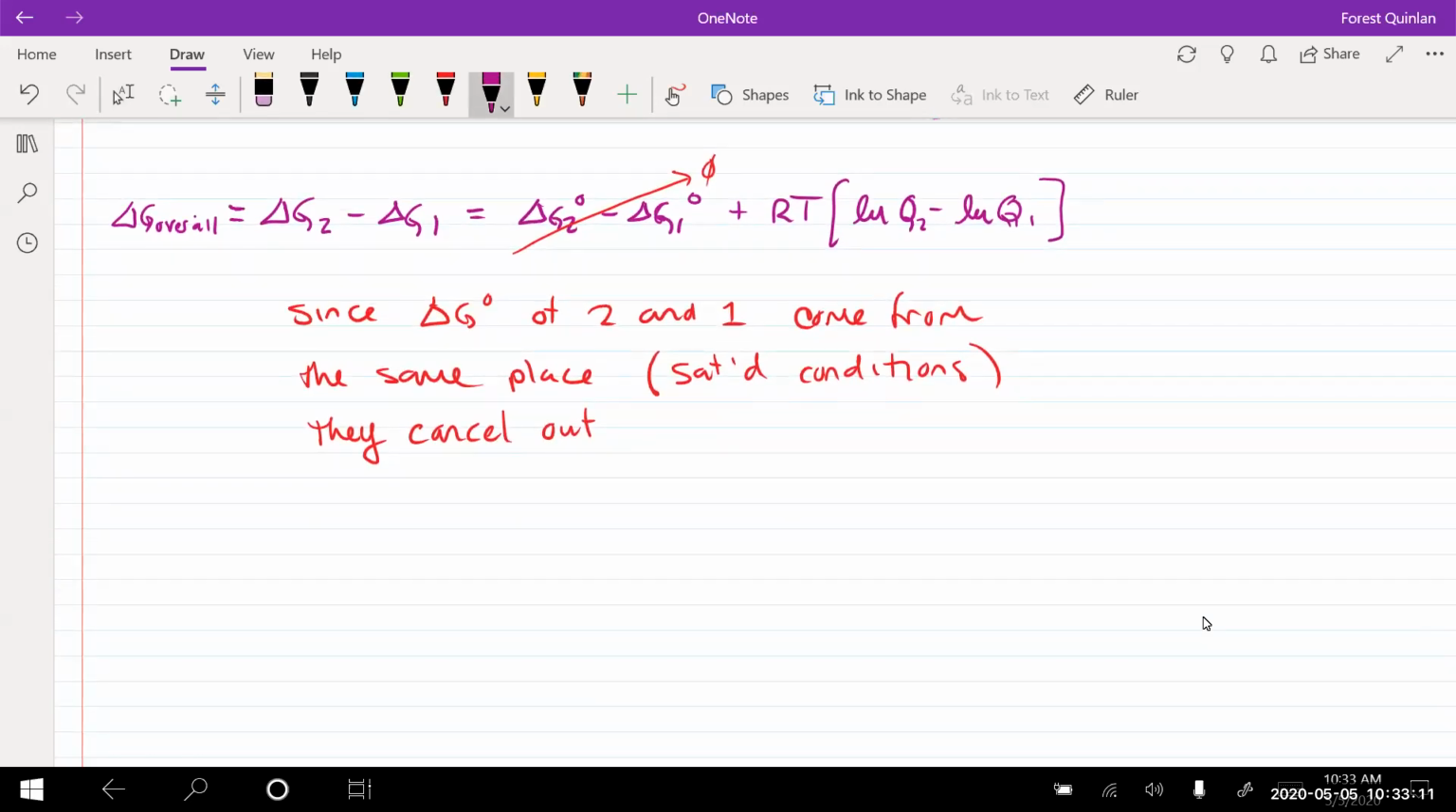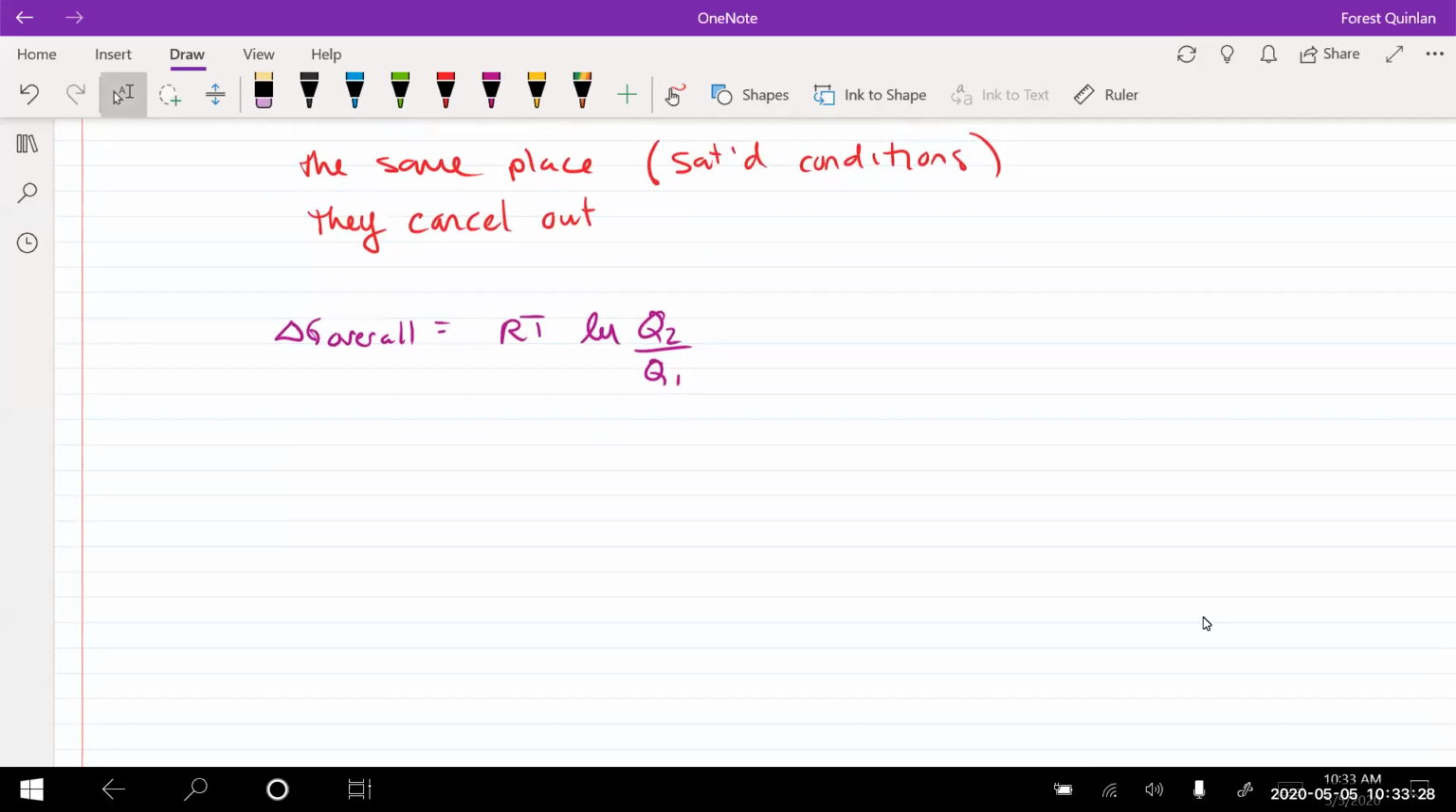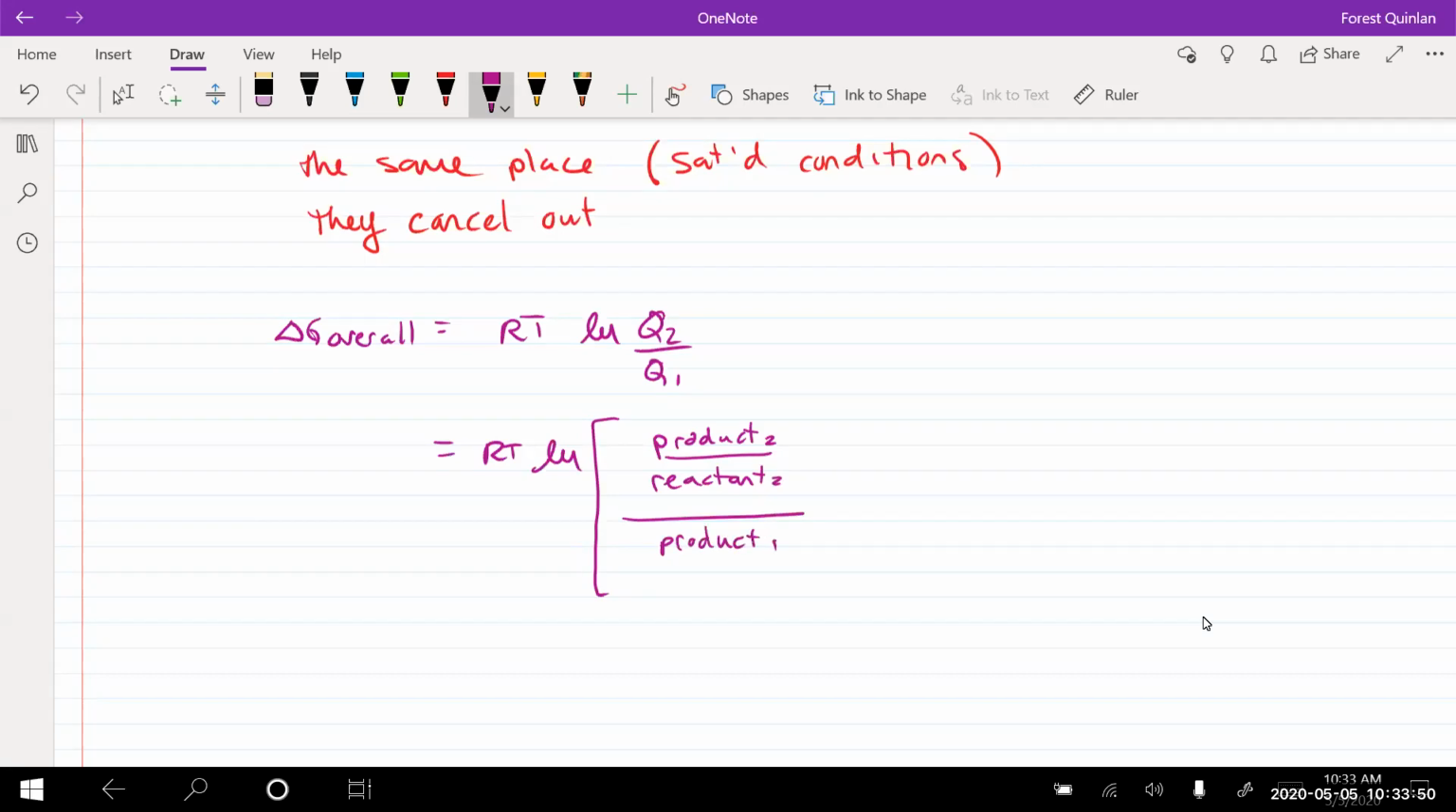And so what ends up happening is you see that the delta G overall is equal to RT natural log of Q2 over Q1. I can continue to write that as RT natural log of, this is going to get big, product 2 over reactant 2 over product 1 over reactant 1.